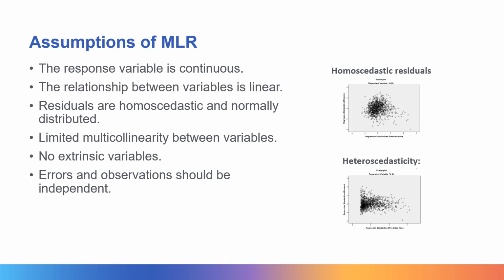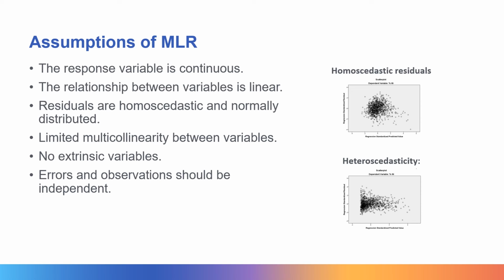age, and so on. There are certain assumptions we need to be aware of when using MLR. Firstly, we assume that the response variable is continuous, and the explanatory variables are either continuous or binary. The relationship between the response and the explanatory variables should be linear. This means that, in theory, a straight line could describe the relationship between the variables. Next, the residuals, which are the differences between the observed and predicted values, should be homoscedastic, meaning that they have constant variance across all levels of the explanatory variables. Additionally, the residuals should be normally distributed.